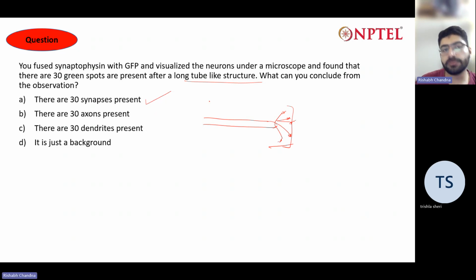Fine. So synaptophysin is basically used to visualize the synapse using GFP, and for example, if we are testing a drug for Alzheimer's disease, we can see whether the drug is working or not, whether the synapse is forming or not, and whether it is making links with other neurons or not. So in this question, the green spot basically represents synapses. Okay, so option A is correct.